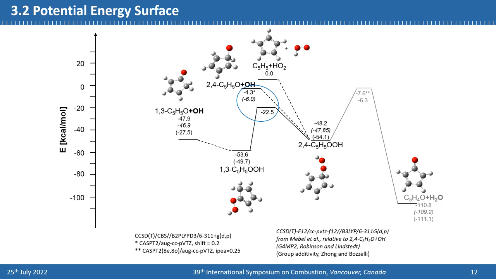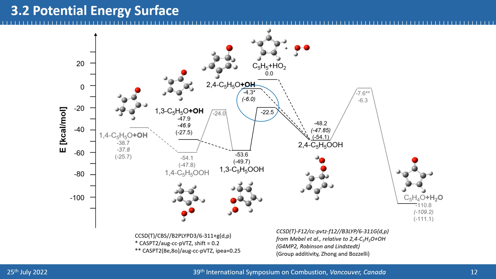Another channel that can be accessed from the 1,3 well is a further hydrogen migration, which results in a different resonantly stabilized product, which is, however, of minor importance.